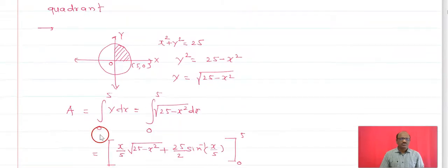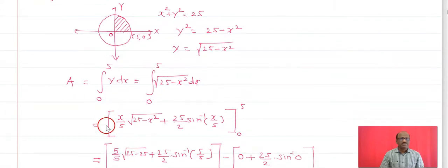Therefore, A equals integral 0 to 5 of y dx, that is, integral 0 to 5 of under root of 25 minus x square dx. Now, what is the integral of root of a square minus x square? That is x upon 2 under root of a square minus x square plus a square upon 2 sine inverse of x upon a. In the same way, here a square is 25, a is 5. Therefore, in square brackets, x upon 2 under root of 25 minus x square plus 25 upon 2 sine inverse of x upon 5, from 0 to 5.